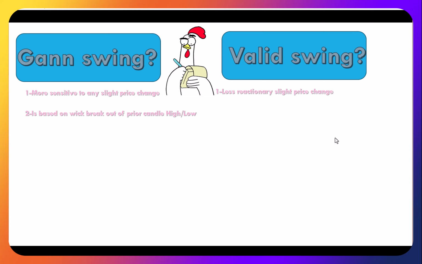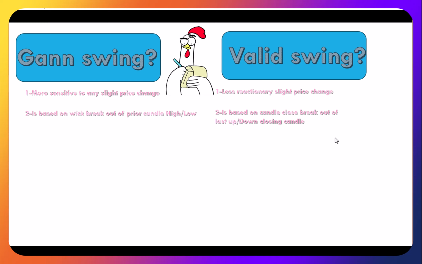As I already talked about, Gann swing is based on the wick breakout of the price. It is so sensitive, and any high break and low break is either the continuation of the leg or the break of the leg. So we don't have any difficulty identifying it. It's so easy. But the valid swing has more conditions. Not only do we have to have the breakout of the candle's high and low, this breakout should be by a closing candle, and the last up closing candle or down closing candle in the bearish movement should be broken out. This is the difference.